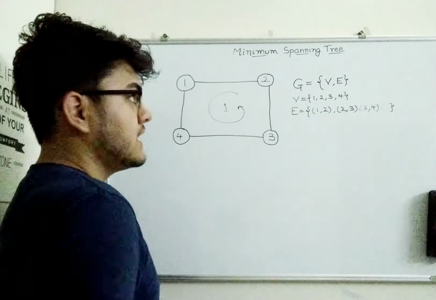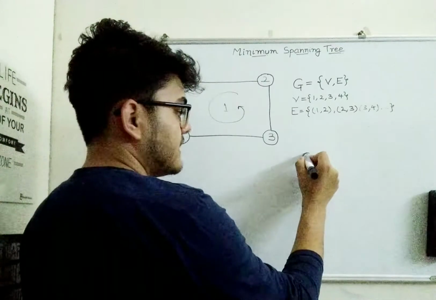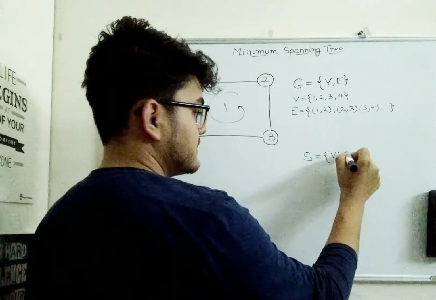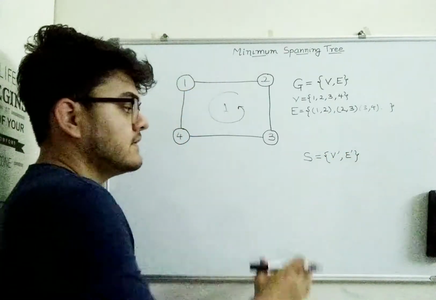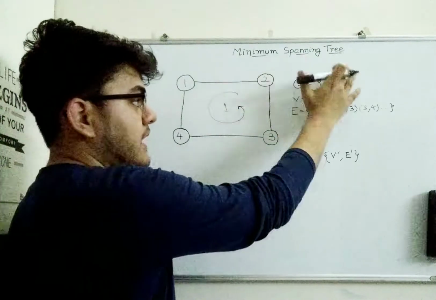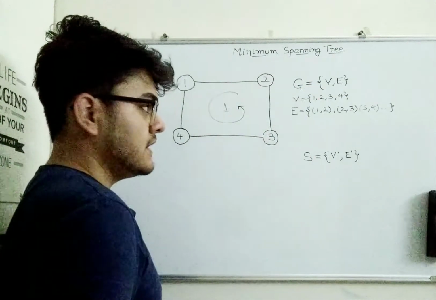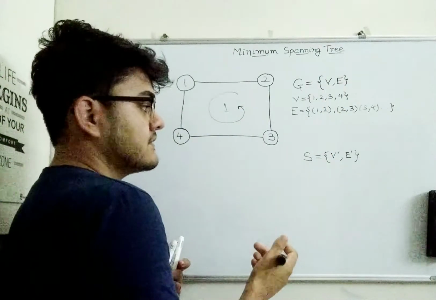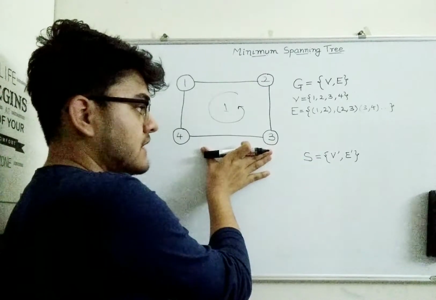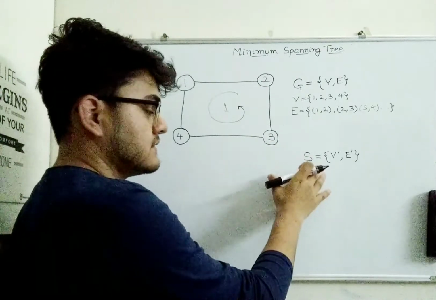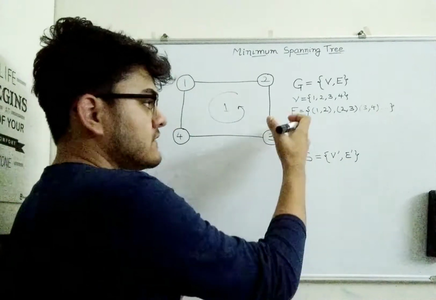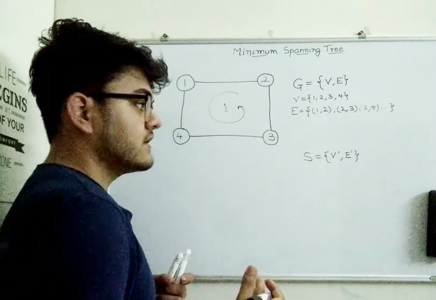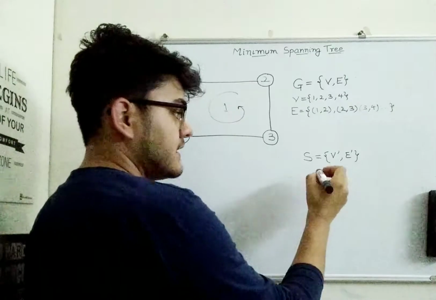So this is a graph G, and I want to make a graph S with some vertices and edges, and this graph S will be the minimum spanning tree of graph G. In order to make a minimum spanning tree, the basic idea is that the number of vertices will be the same, whereas the number of edges will be the number of edges in the original graph minus 1. So let me write it here.